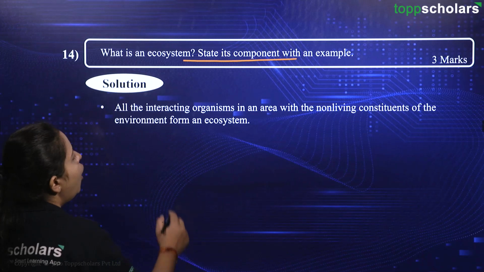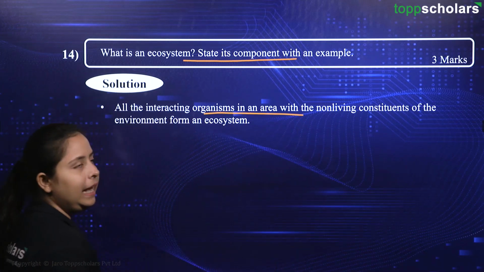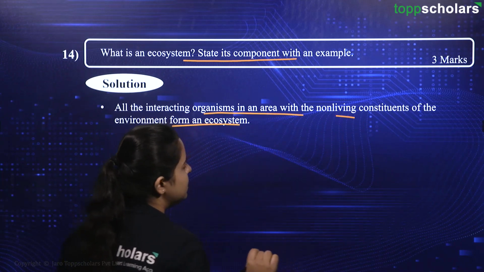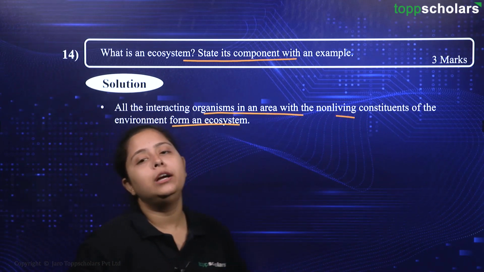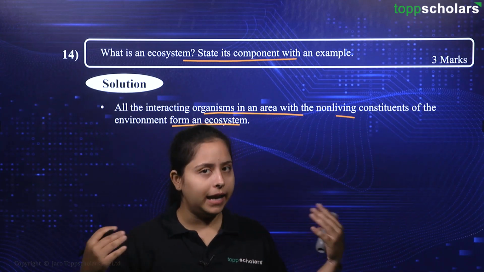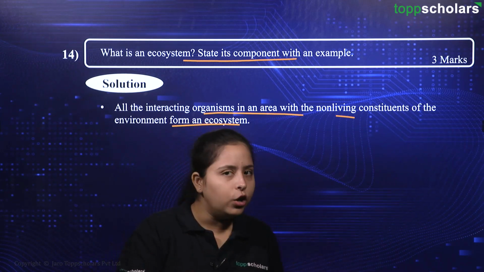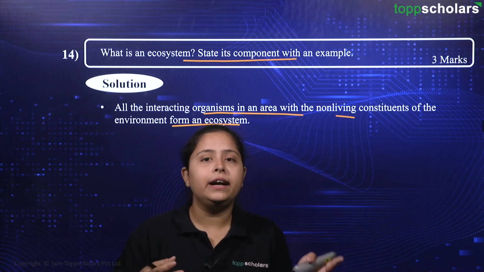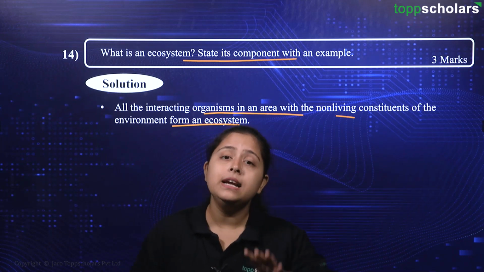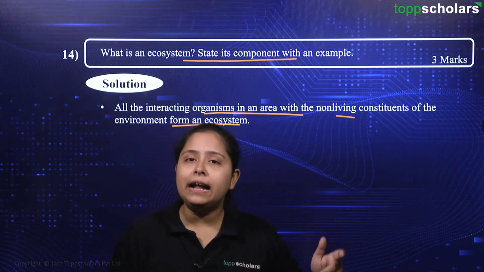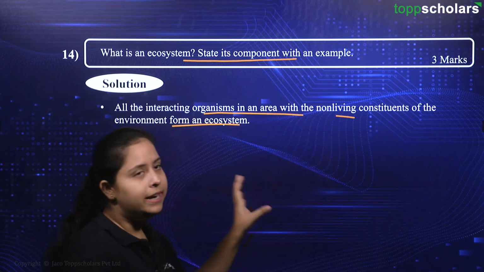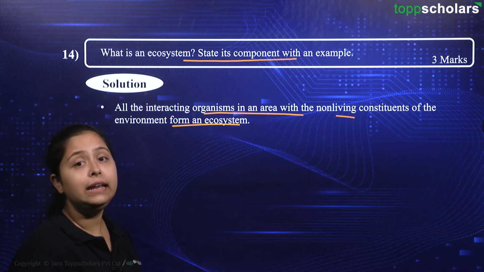It says that all the interacting organisms in an area together with the non-living constituents of the environment form an ecosystem. Say, for example, I am talking about a lake. All the fishes and aquatic plants that are living in that area are interacting with the water as well. They are interacting with sunlight, with dissolved oxygen and all other things as well. That means living organisms constantly interact with the non-living components, and this whole set together is referred to as an ecosystem.